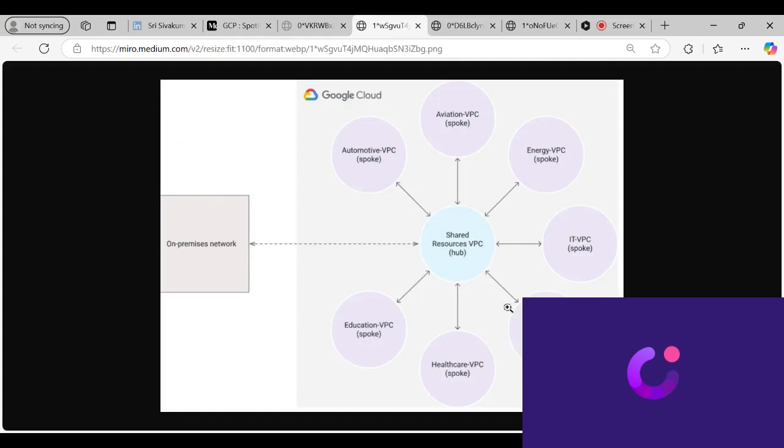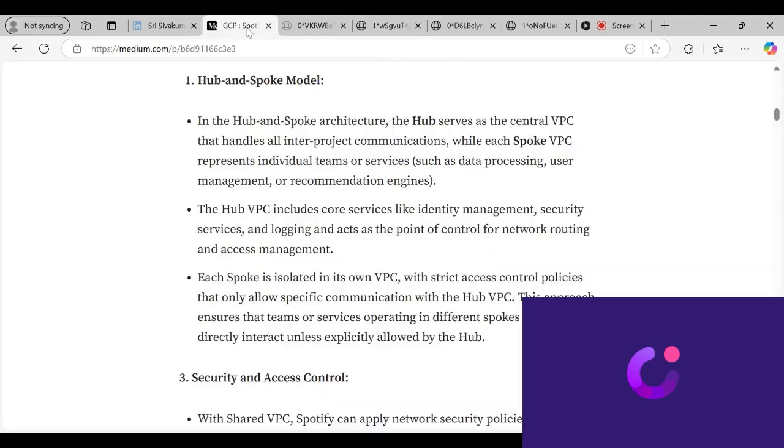And this is a shared VPC, and other VPCs surround the core shared VPC. So now you understand that it's not only connected to other VPCs, it's also connected to the on-premise network. So this gives you a pretty good understanding of the architecture pertaining to shared VPC and hub and spoke.